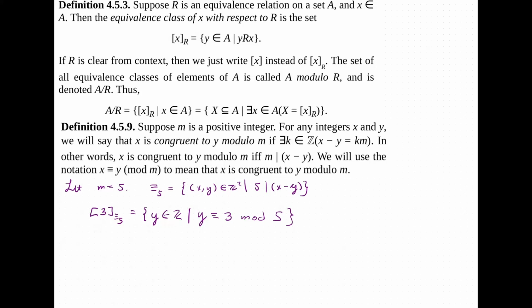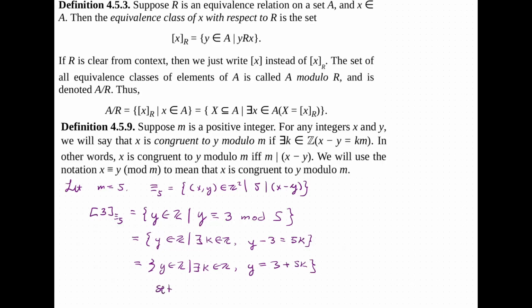So what is this? Well, if we dig deeper, by the definition of congruence, we have that there exists some k in the integers such that y minus 3 is equal to 5 times k. But now, if we go ahead and rewrite that part of the set and rearrange it, we get that this is those y's such that y is equal to 3 plus 5k. So in other words, this set is a set of y's such that if we divide by 5, the remainder is 3.